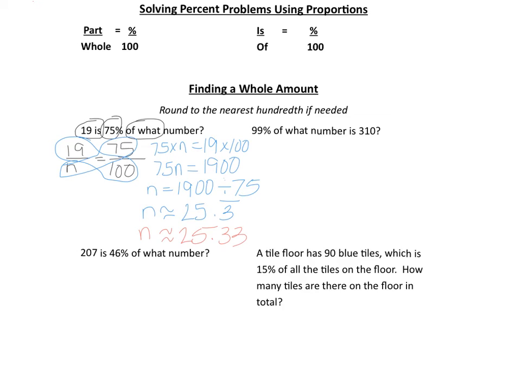The second one, 99% of what number is 310? So first we see 99%. Automatically we know it goes over 100. Even though the word of comes after the percent sign, the fact that it has a percent sign is what tells us it goes over 100. Of what tells us that of is the whole, which is going to be our variable. But if we didn't know that, 310 is after the word is. Therefore, 310 has to be the part. We cross multiply as we have been.